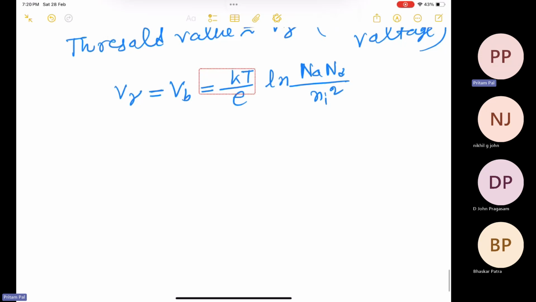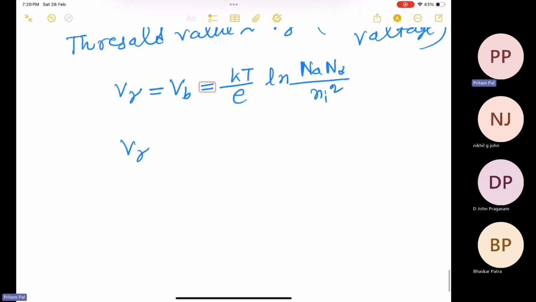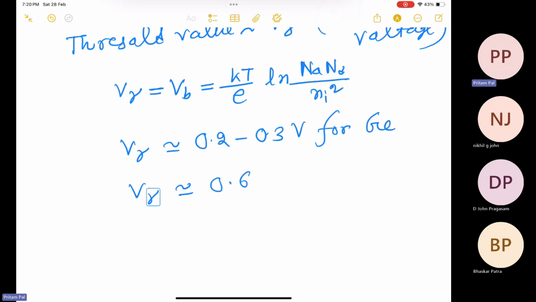Now there are some typical values: V gamma is close to 0.2 to 0.3 volt for germanium, whereas for silicon it's slightly higher, close to 0.6 to 0.7 volt. The value of V gamma also depends on the doping concentration as well as the temperature. Now one more thing.